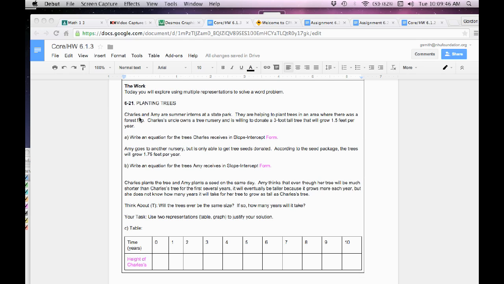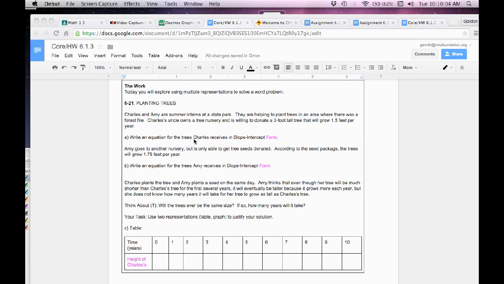Charles and Amy are summer interns at a state park. They are helping to plant trees in an area where there was a forest fire. Charles's uncle owns a tree nursery and is willing to donate a 3-foot tall tree that will grow 1.5 feet per year. So we have two numbers. We have 3 feet and 1.5.